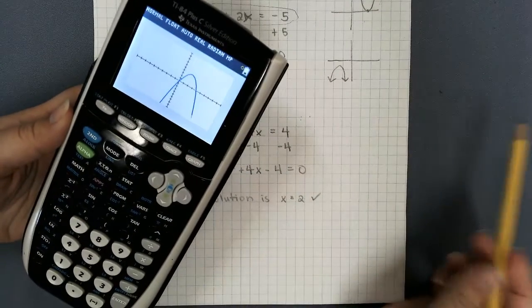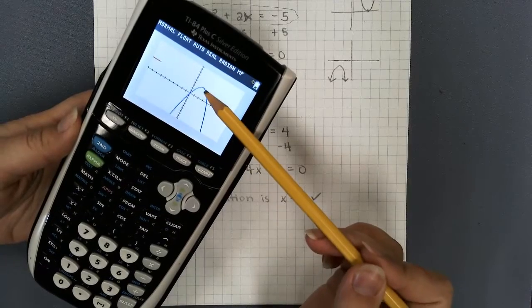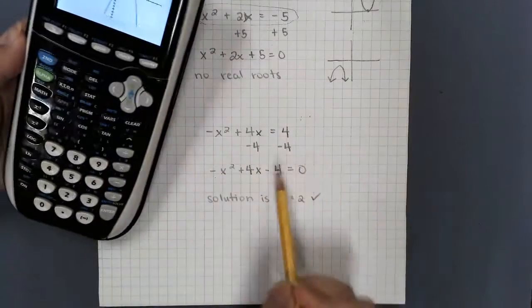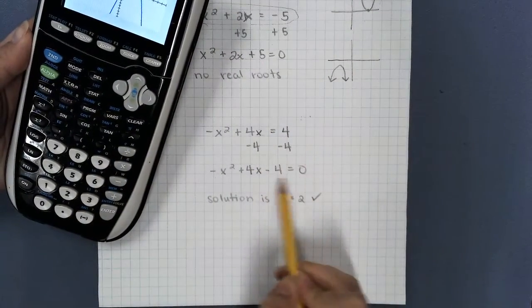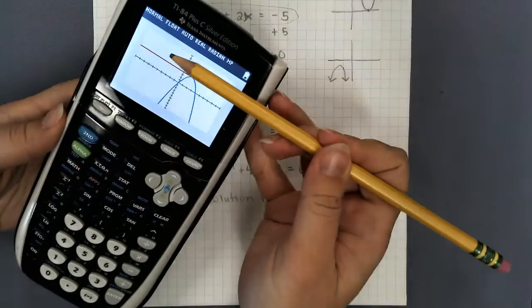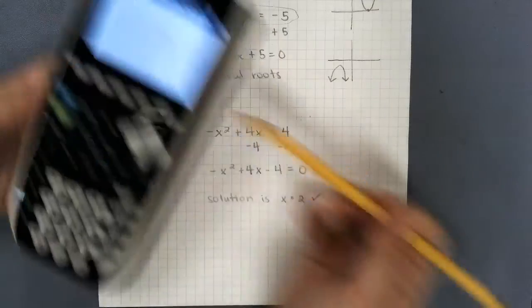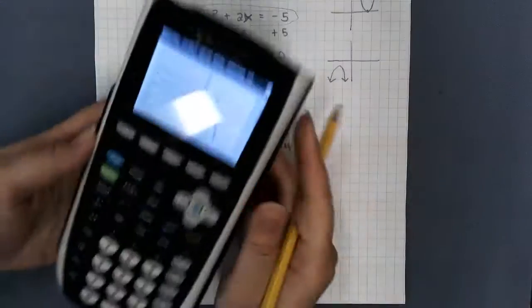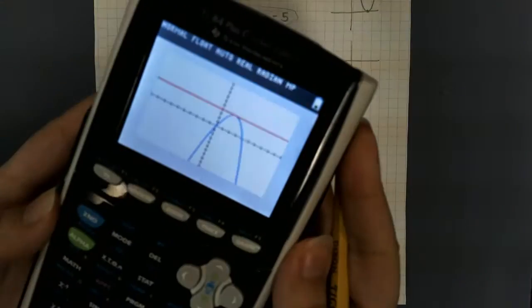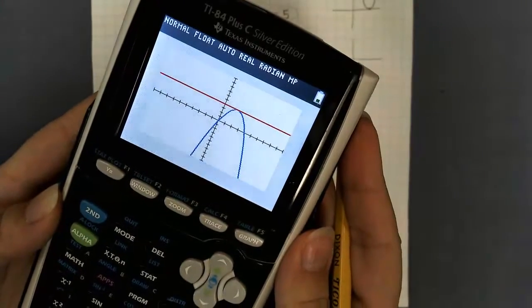Now notice how the function has shifted upwards, and that's because when I move this constant, my negative 4 over, it moved my entire graph down. And it moved it down 4 spaces, so that's what that negative 4 is indicating there. So you'll see it's only got one intersection point, and let's find out what that is.